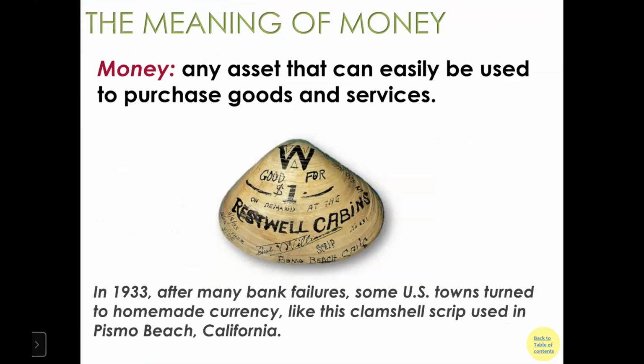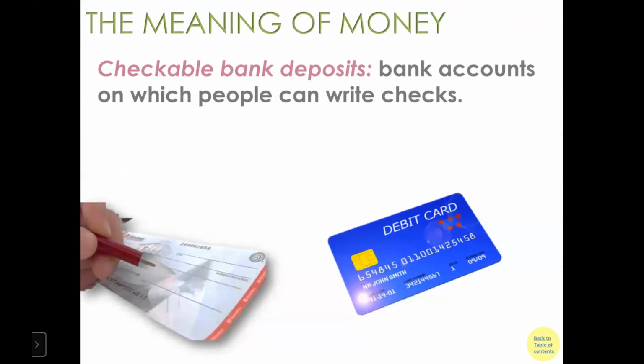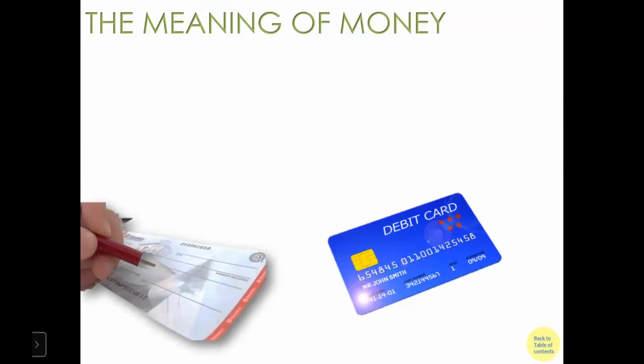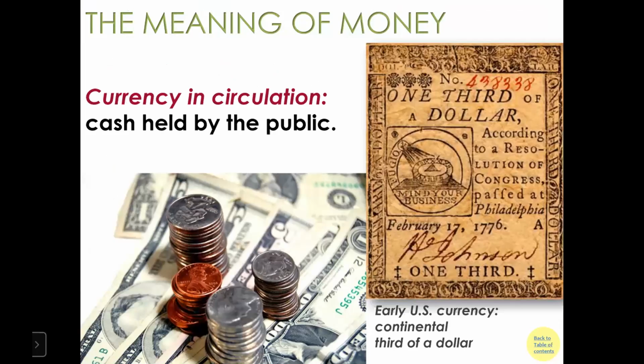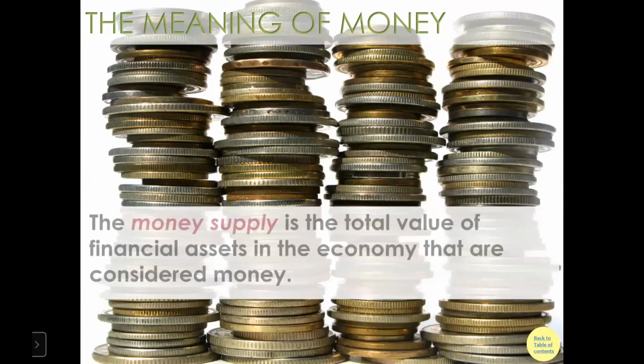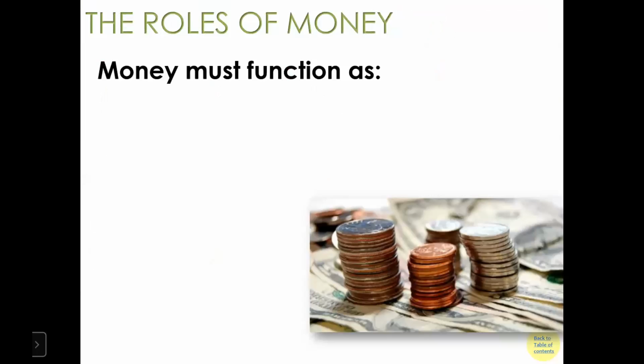We went through money so far. This defines money. By the way, there are a bunch of definitions you must keep in mind. Currency in circulation is cash held by the public. Checkable bank deposits are bank accounts on which people can write a check, so in a sense, they are very liquid. Money supply is the total value of financial assets in the economy that are considered as money, right?